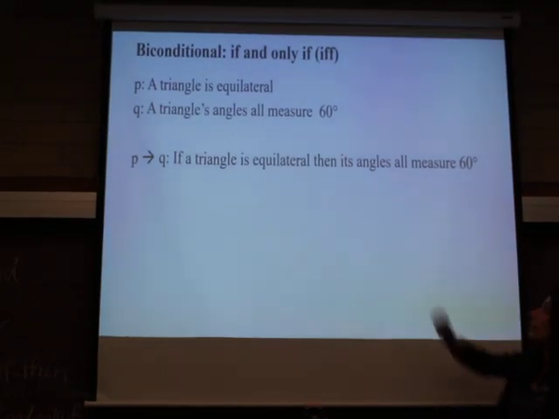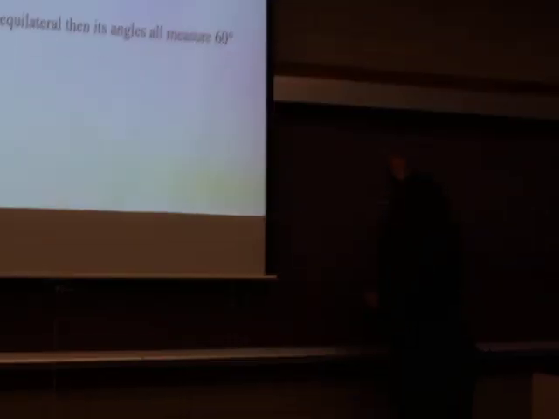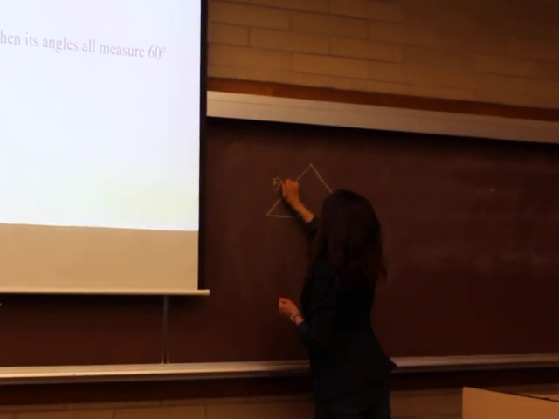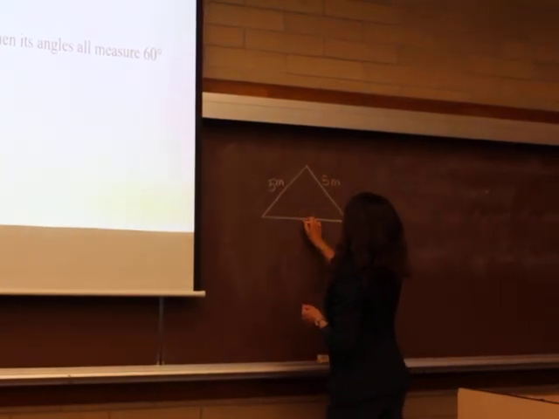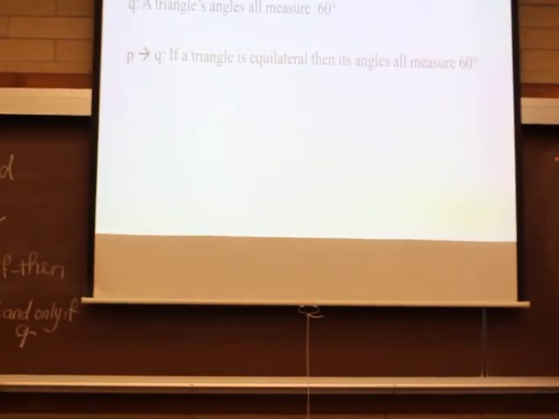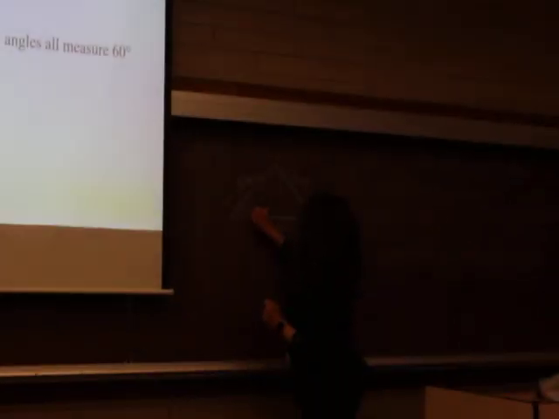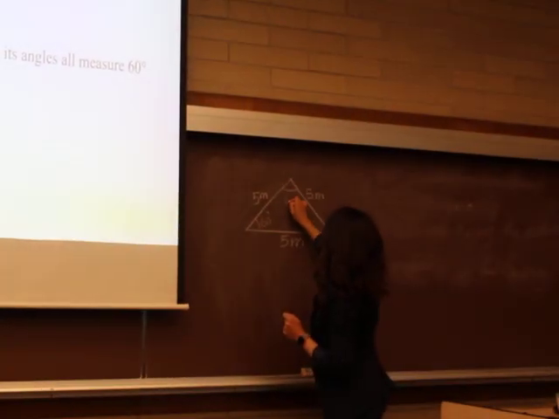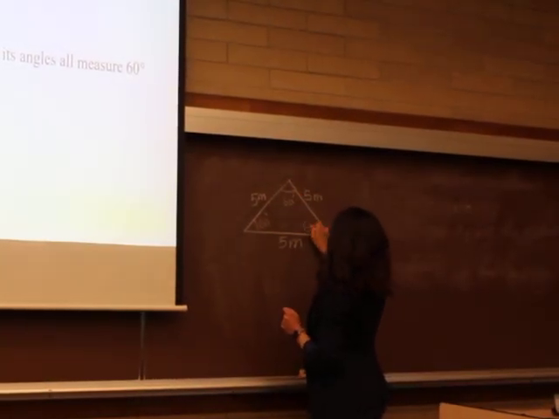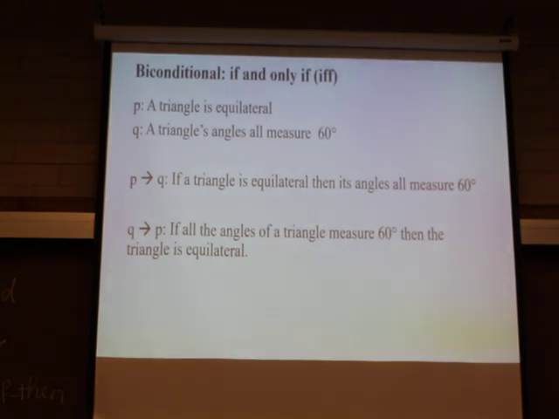If a triangle is equilateral, so you have a triangle, equilateral, this is 5 meters, 5 meters, 5 meters. If a triangle is equilateral, then its angles all measure 60. Then this is 60 degrees, this is 60 degrees, and this is 60 degrees. If P, then Q. But as you see in this example, if Q, then P is also true.